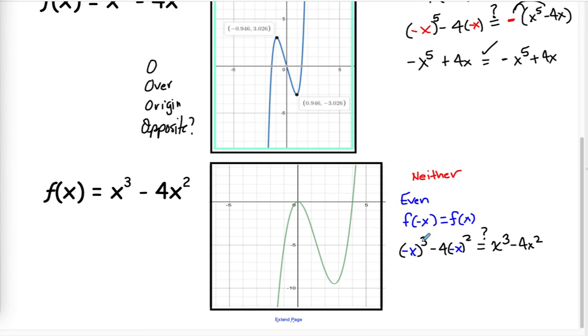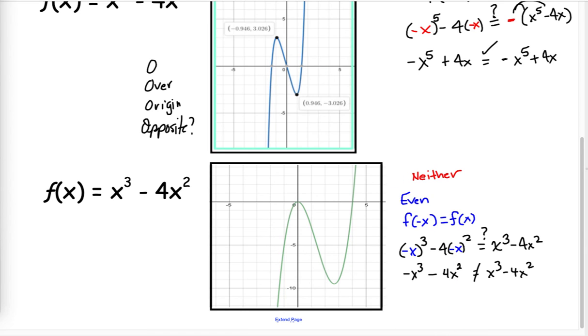Negative x raised to the third power is negative x cubed. Negative x squared is positive x squared. But then when I multiply by negative 4, I get negative 4x squared. Does that equal x cubed minus 4x squared? Almost. But unfortunately, we can see we have a negative x cubed and a positive x cubed. So therefore, we can come up here and replace that with a not equal sign.